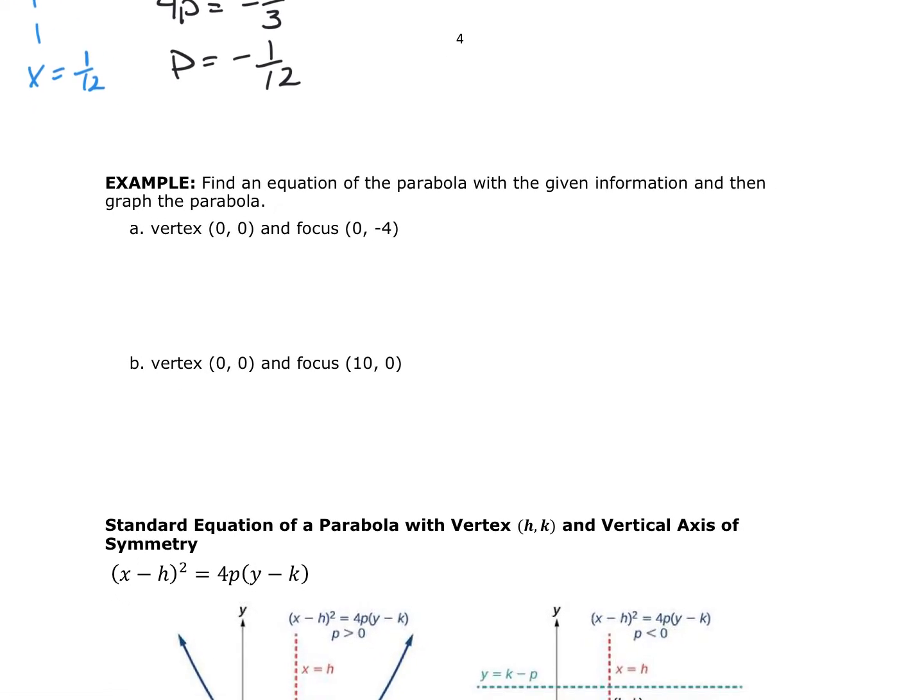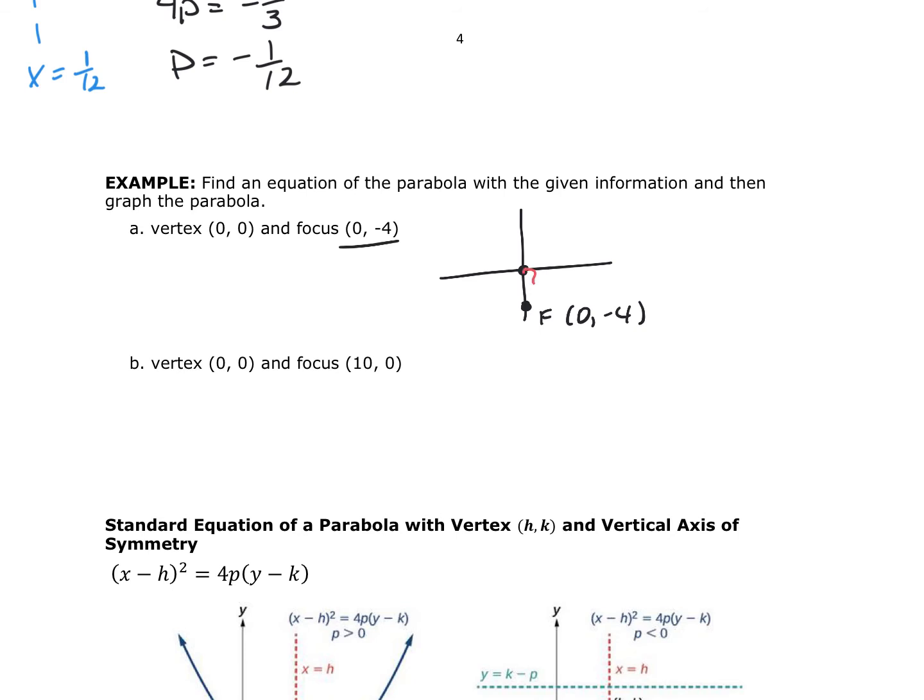Now I'm going to find the equation of the parabola with this given information. So I have a vertex at 0, 0. That's the first thing I'm going to do, put my vertex. And then I'm going to pay attention to where my focus is, and that's going to tell me my orientation. It is 0, negative 4. So here's where my focus is. This is 0, negative 4.